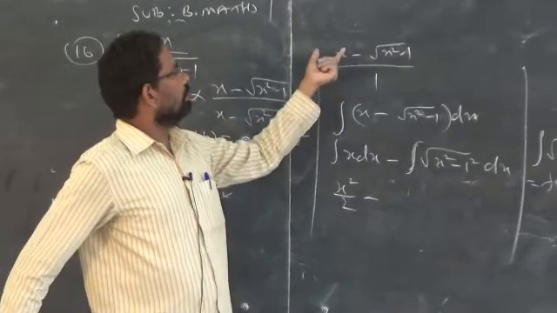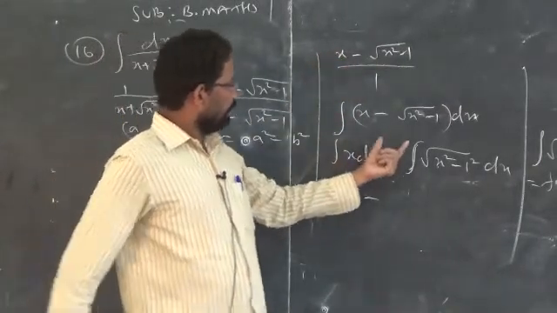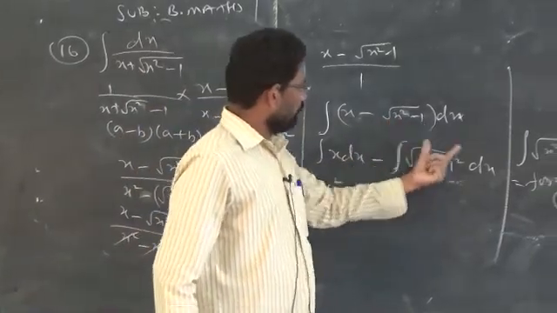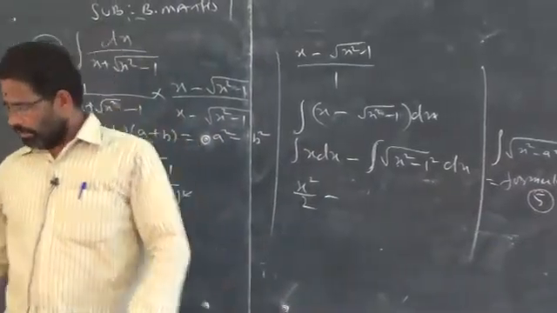Just you have to integrate x separately and apply the formula for the second term, x square minus a square, formula number 5, and you will get the answer.